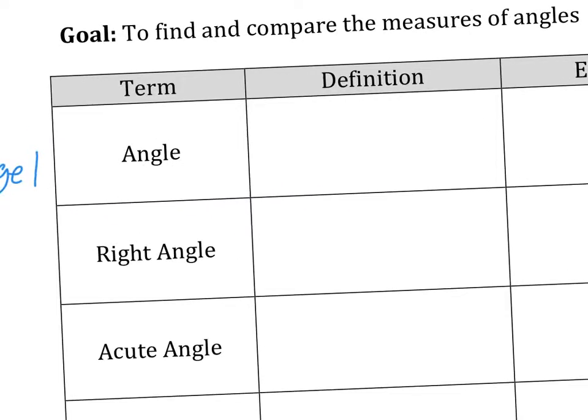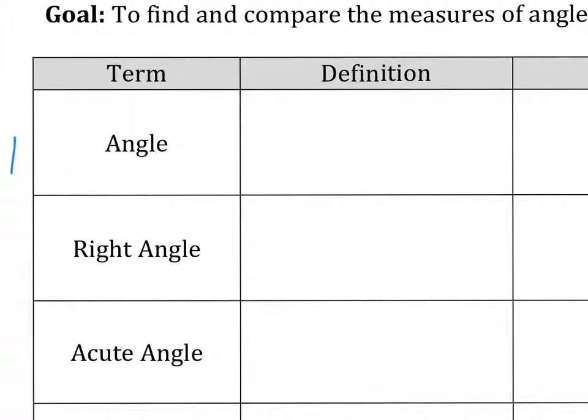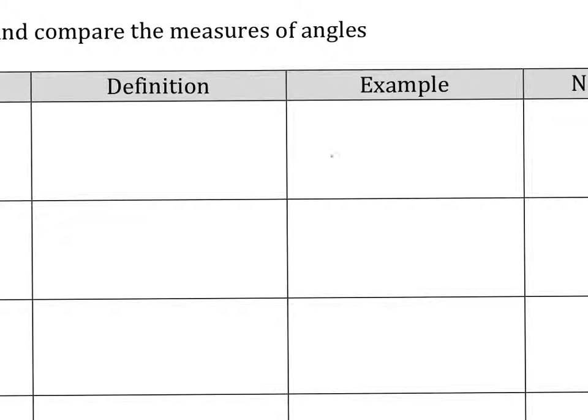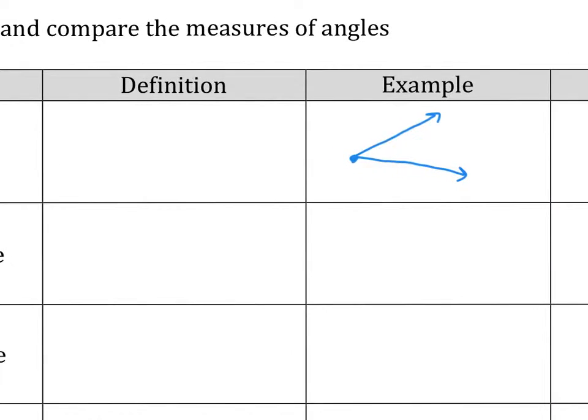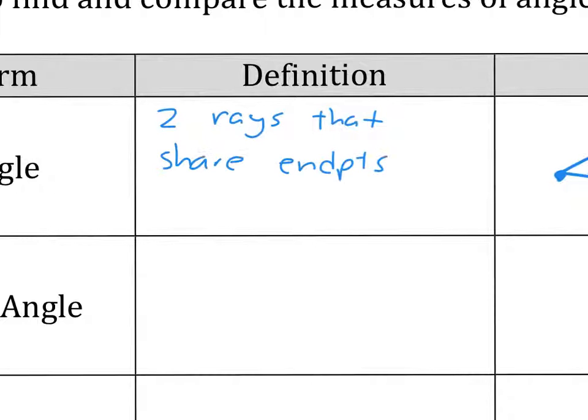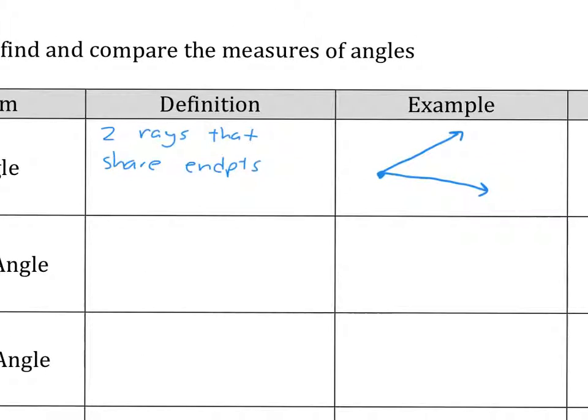All right, so first off, what is an angle? Sometimes it's easier just to see an example of what it looks like. An angle is a ray and a ray. So it's two rays that share the endpoint. They can be opened very tight, or they can be opened very open.